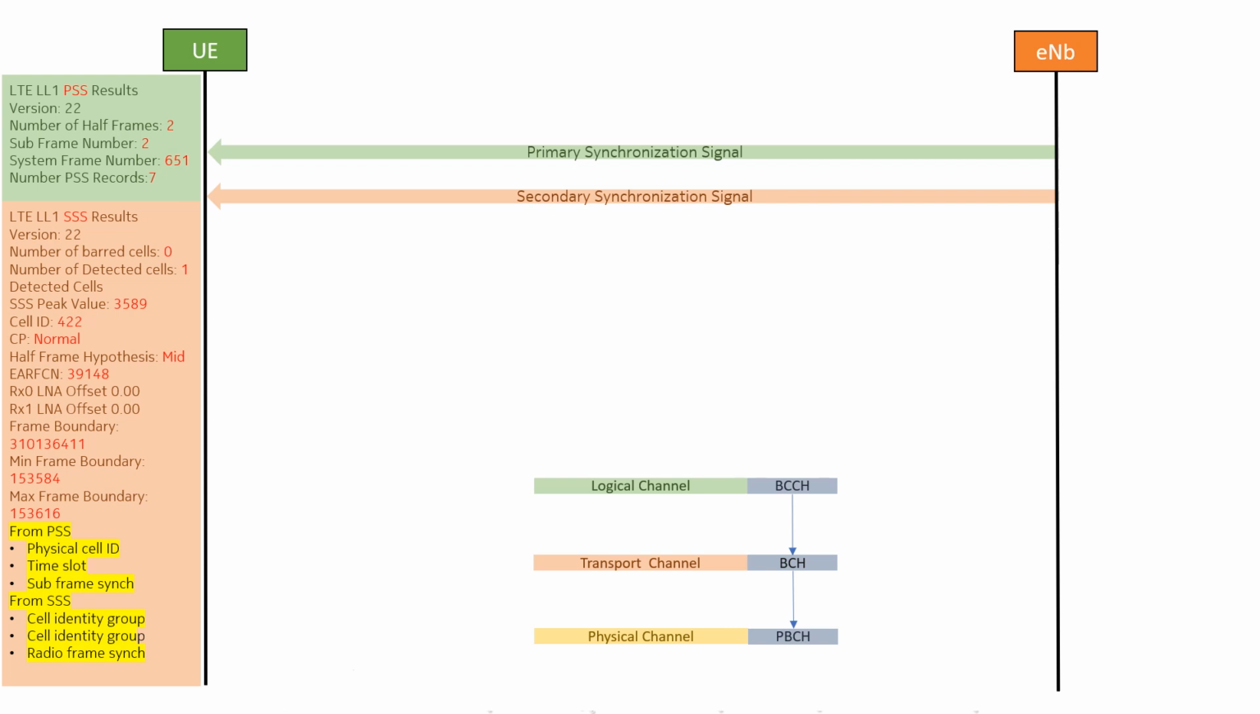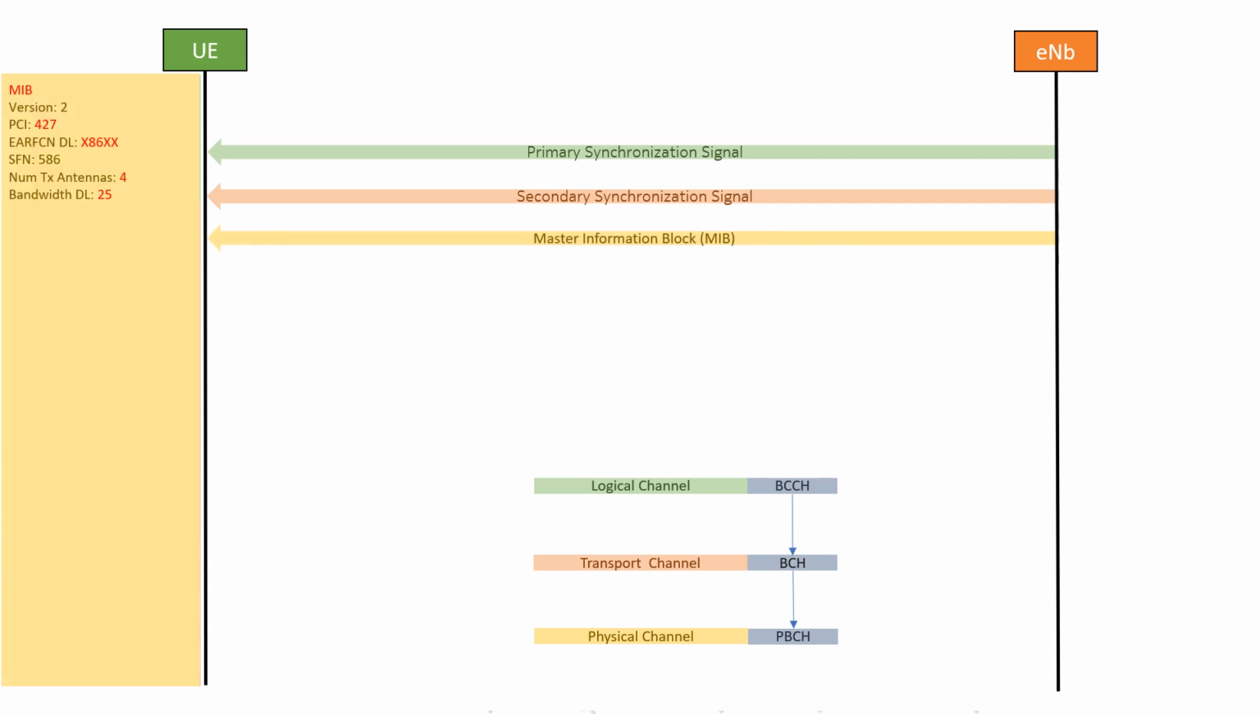SSS helps the UE obtain the cell identity group and subframe boundary. There are 168 SSS sequences corresponding to 168 possible cell identity groups. The SSS is also mapped to 72 active subcarriers, 6 resource blocks, but is shifted by half a subcarrier with respect to PSS. 3 physical layer identities and 168 cell identity groups give 504 possible PCIs, physical cell identities, in LTE. With the help of PSS and SSS, the UE can find the PCI.